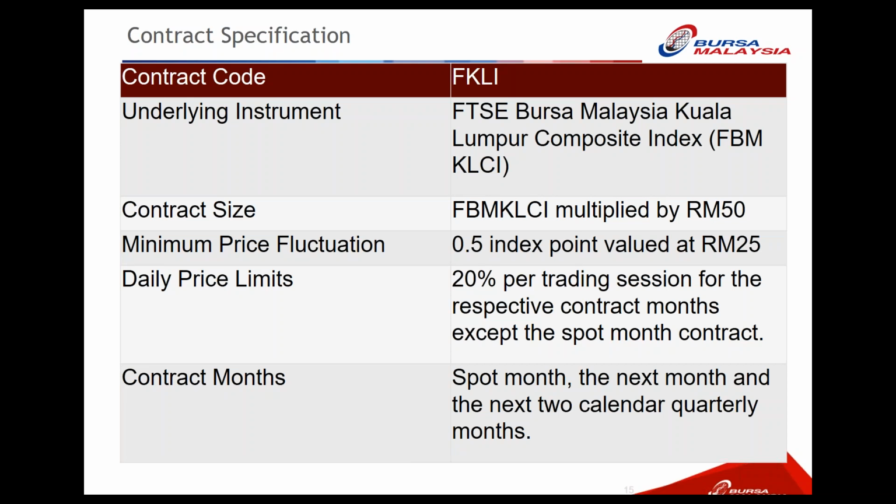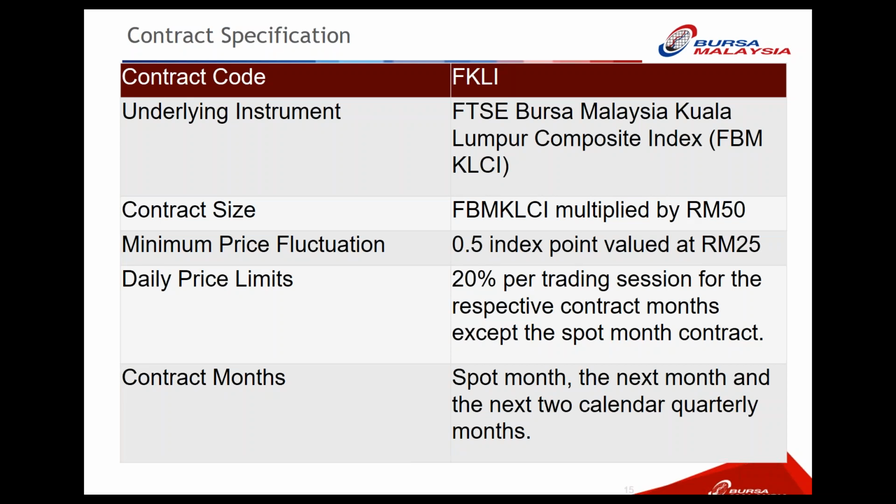So usually they will give you a contract size and value. The contract size of this FKLI is the BM KLCI multiplied by 50 ringgit. That means every point of the cash market carries a value of 50 ringgit. Half an index point is specified at 25. Previously, probably more than 10 years ago, 1 point carried 100.